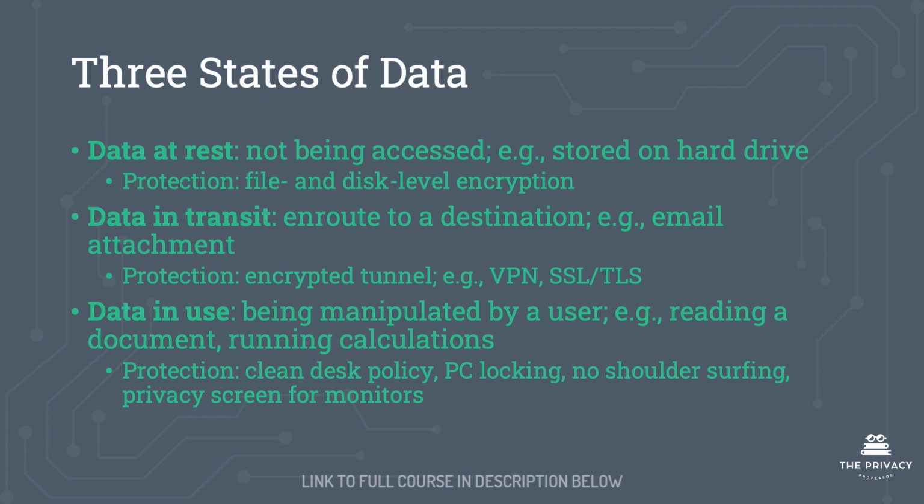Data in transit is data that is en route to a destination. For example, you have an email, you have attached a Word document to that email, and you're sending it to a colleague. This data is in transit. It is moving from your computer to your colleague's computer, and we can encrypt data in transit by using an encrypted tunnel, such as a VPN or SSL TLS.